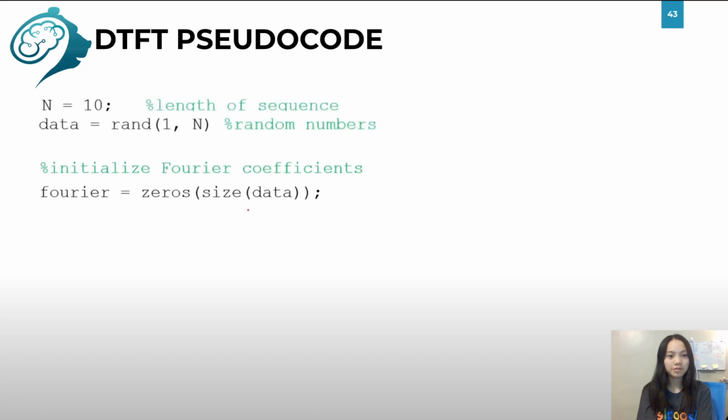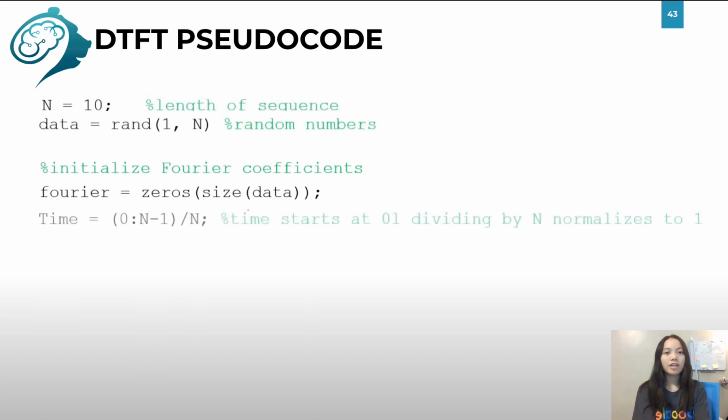And then we need to initialize Fourier coefficients, which will be an array filled with zeros of length data. Then the time array starts at 0 to n minus 1, because 0 is included, and is divided by n, which normalizes it to 1. And then you will need to create a for loop, because you will generate sine waves at each iteration. Remember that the number of sine waves that you create is determined by the number of data points in the time series data.